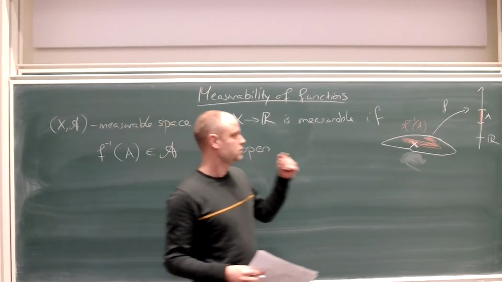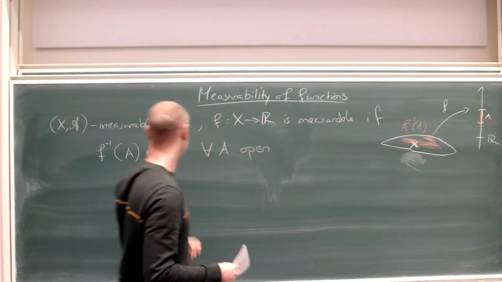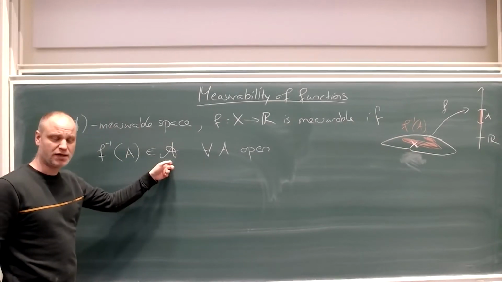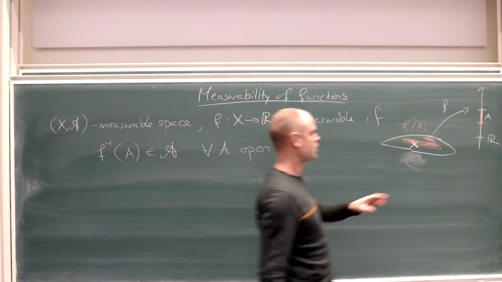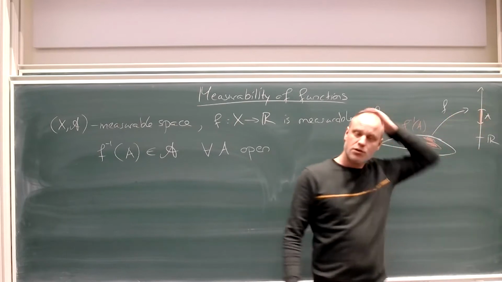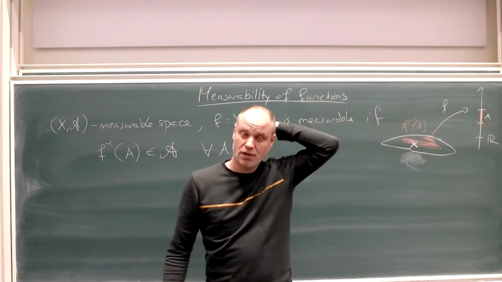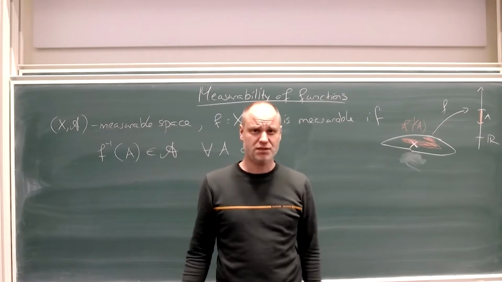All right. So we want this red set here down in X to be in our sigma algebra. If that's true, no matter what open set you choose here, you're going to call F measurable. And yeah, it's not so weird, actually.